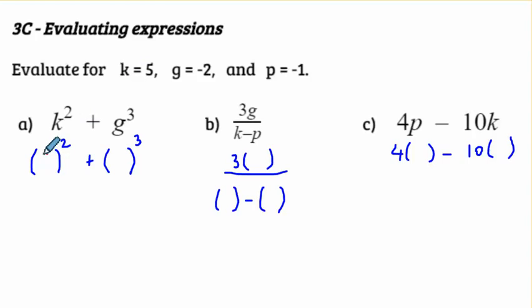For k, we have a 5, and this k down here is a 5, and this k is a 5. And for g, we have a -2, so I'll put a -2 in here for g, and here there's not one in c. And then -1 for p, so I have a -1 here, and I have a -1 here.